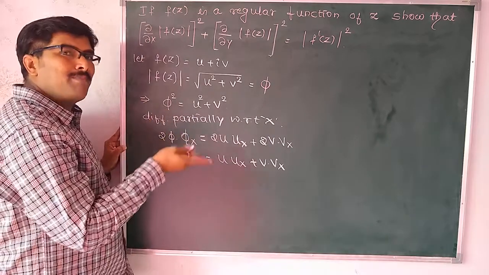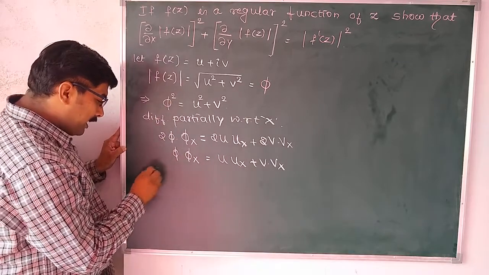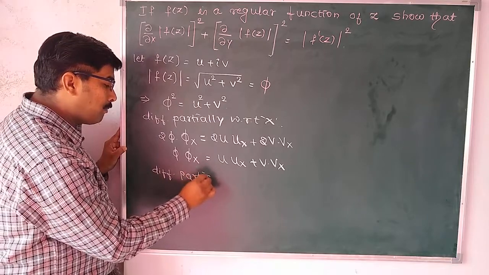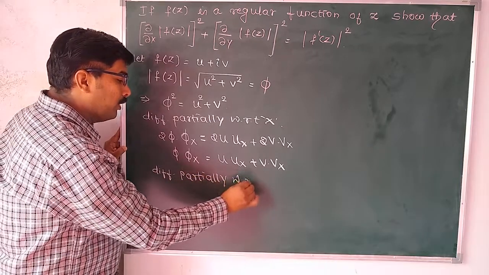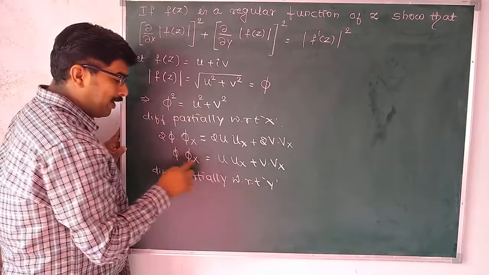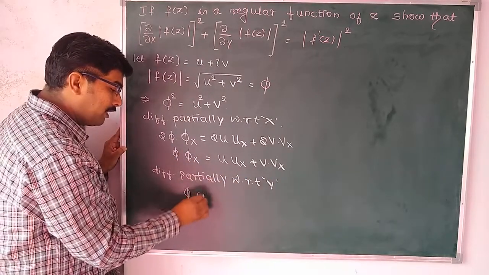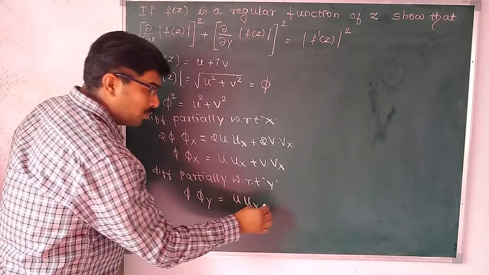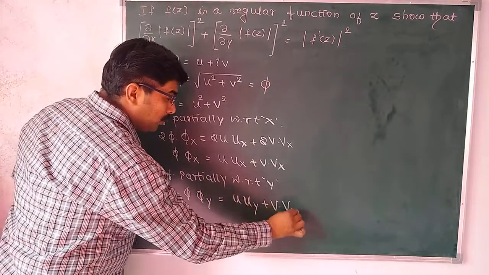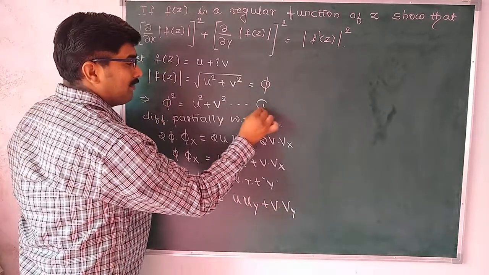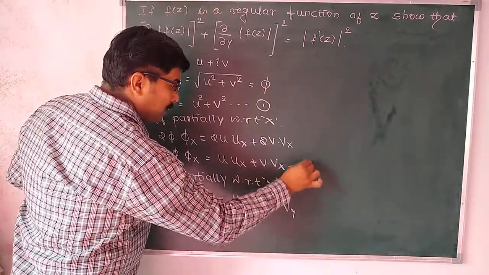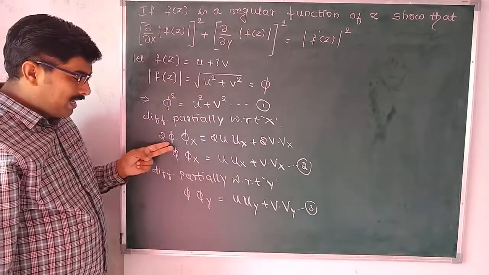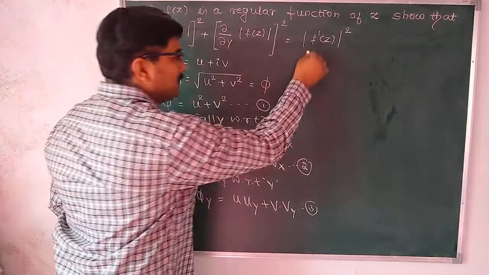Similarly, if you differentiate partially with respect to y, I'll write directly, you will get phi into phi y is equal to u into uy plus v into vy. Let us say this is equation number 1, this is equation number 2, and this is equation number 3. Now squaring and adding equations 2 and 3.